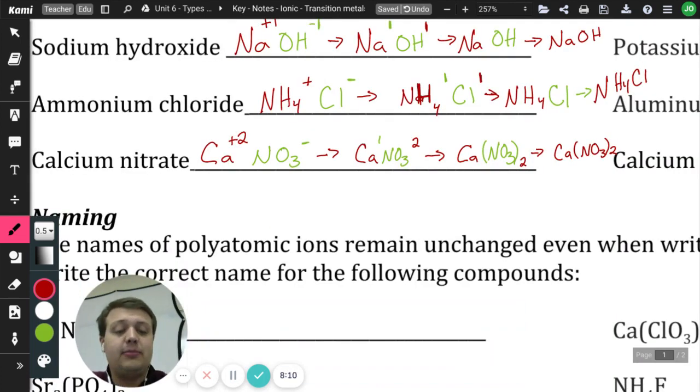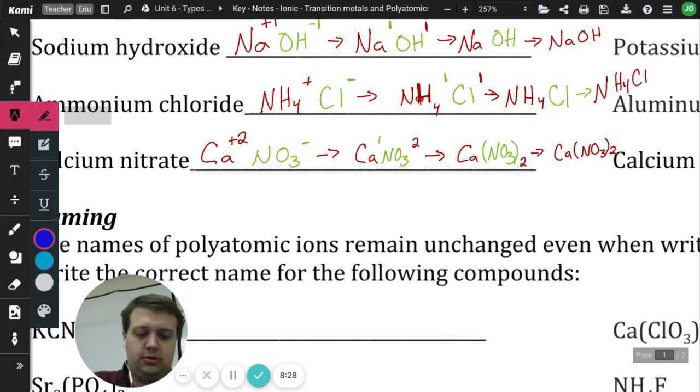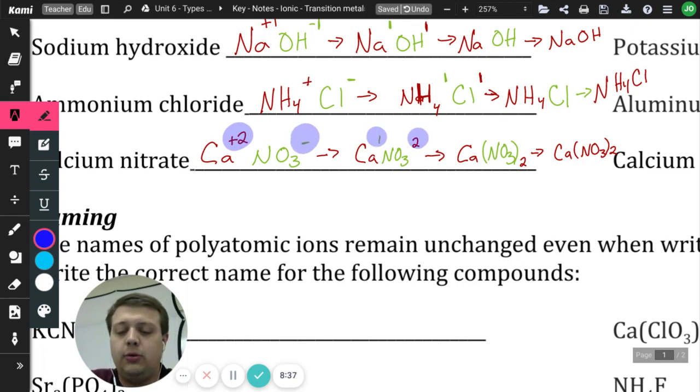So I've got calcium nitrate. So calcium has a +2 charge. Nitrate has a -1 charge. Nitrate is NO3. Again, you would check your polyatomic ion list. So I would swap, drop, reduce. So I have my calcium +2, nitrate -1. We swap, we go to a 1 and a 2.